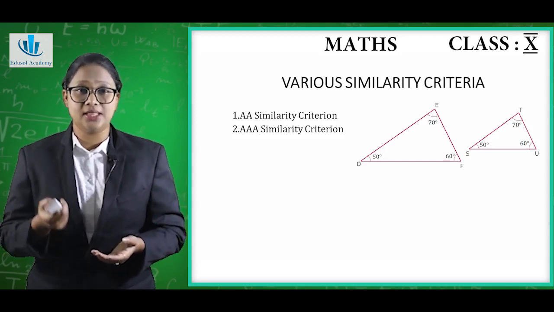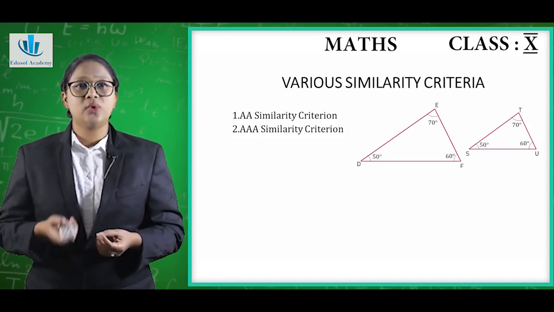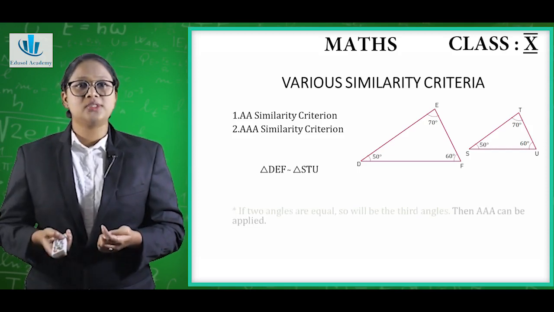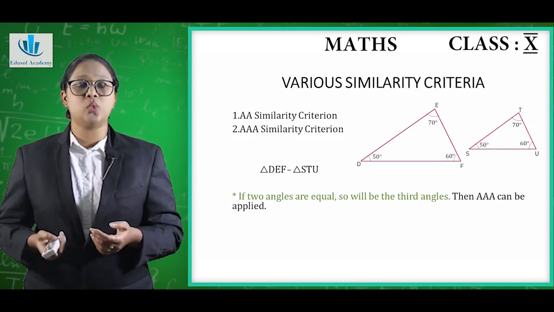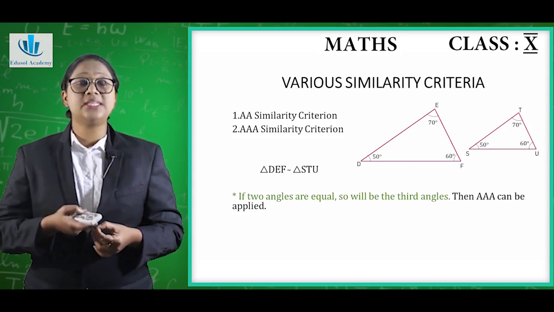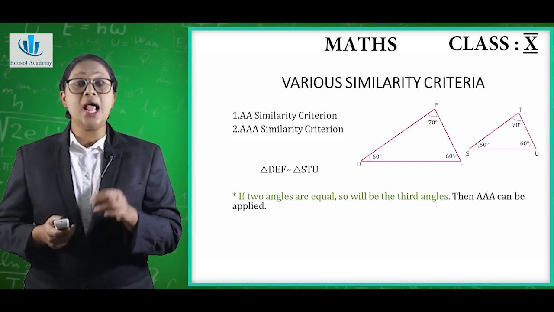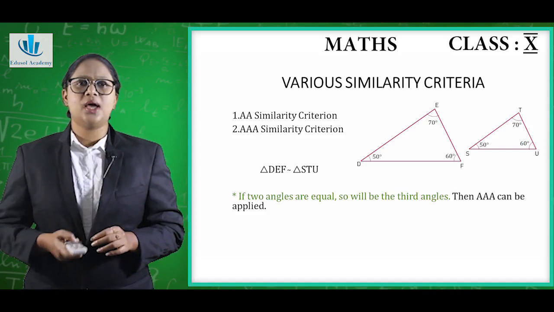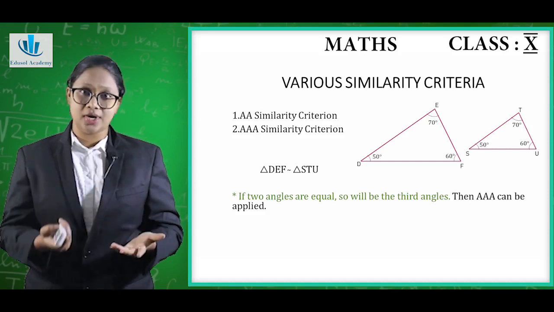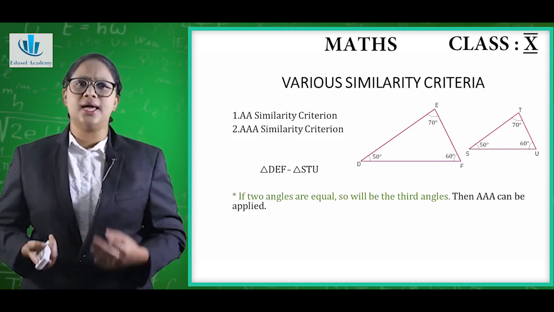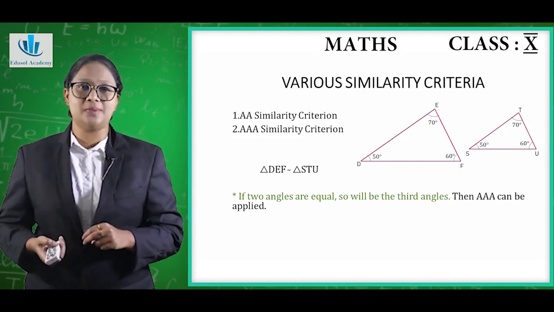Now let's have a look at the figure. We can see two triangles DEF and STU with 3 equal corresponding angles. Even if two angles are equal, we can say that these triangles are similar. So we can say triangle DEF is similar to triangle STU according to the AA similarity criterion or angle-angle similarity criterion. Now the only difference between AA and AAA is an addition of A, right? If two angles are already equal, we can naturally say that the third angle is also equal. So that's all about the AA and AAA similarity criterion.